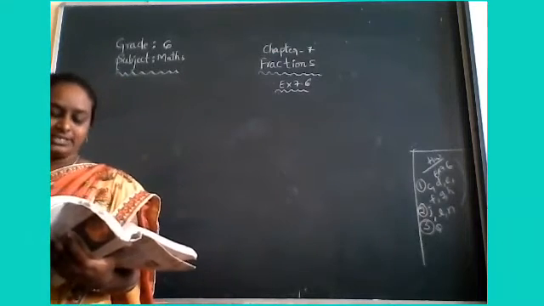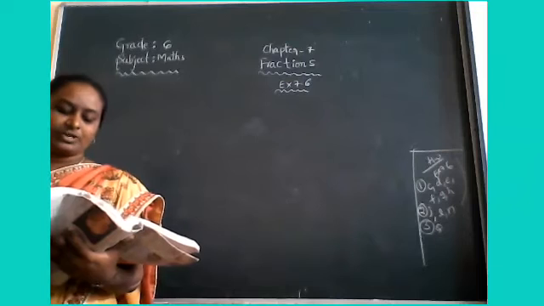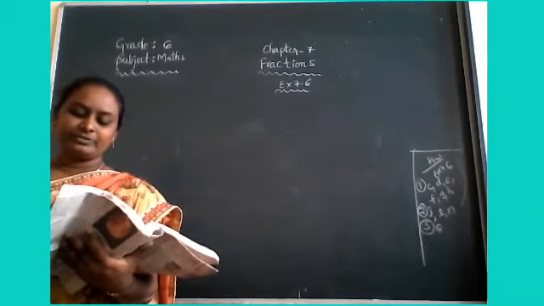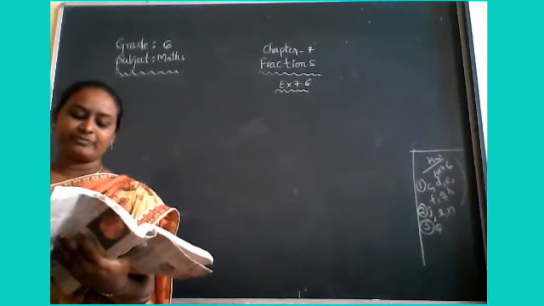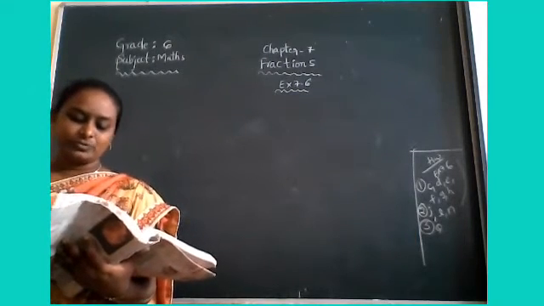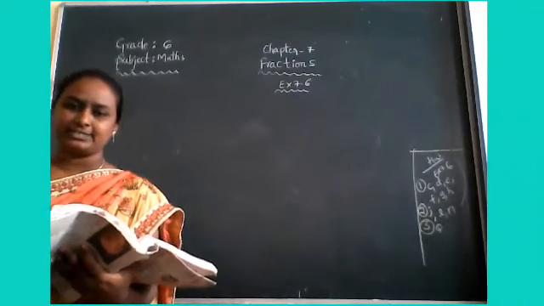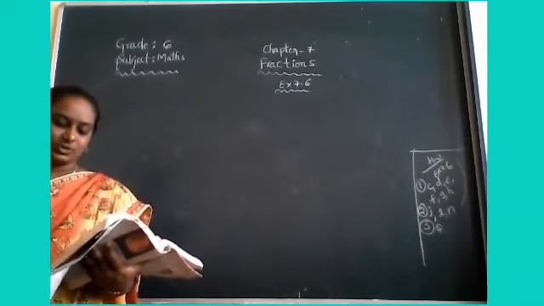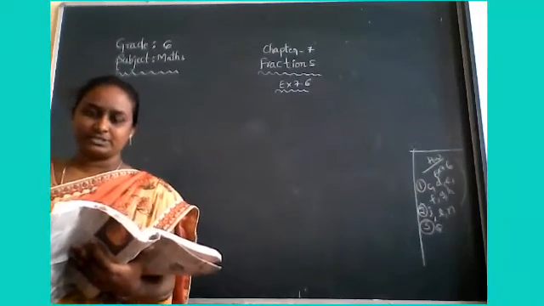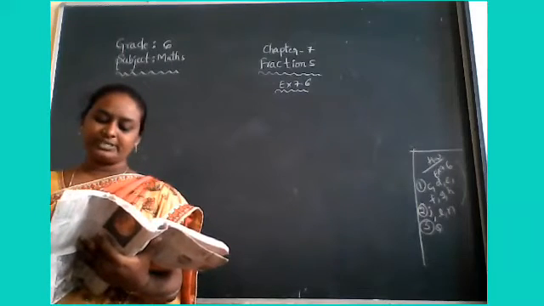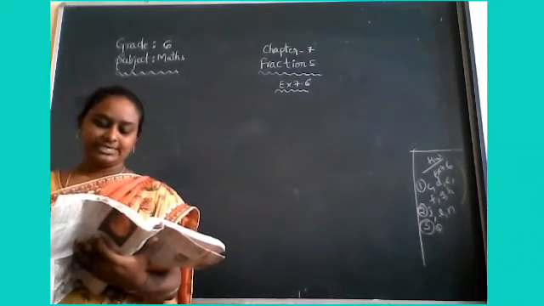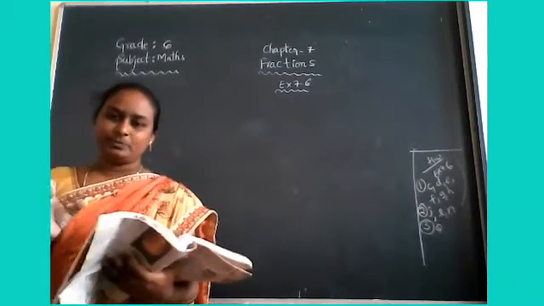Next, the 8th question. Asha and Samuel have bookshelves of the same size partly filled with books. Asha's shelf is 5 by 6 full and Samuel's shelf is 2/5 full. Whose bookshelf is more full? By what fraction? Here both persons are there, Asha and Samuel. Asha's bookshelf is filled by 5 by 6 part.